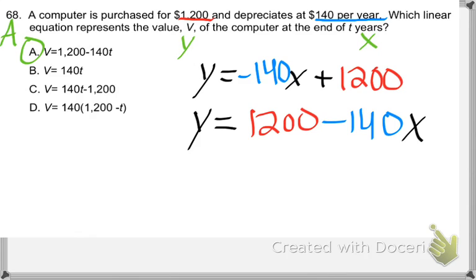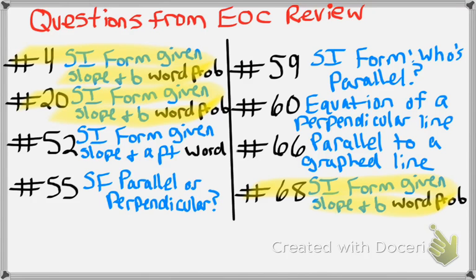Hope you're starting to see a pattern here in how to match equations to these word problems. Slope-intercept form is a very popular version. Alright, so that was number 68. We're going to save the parallel and perpendicular conversation towards the end, but now let's take a look at number 52.